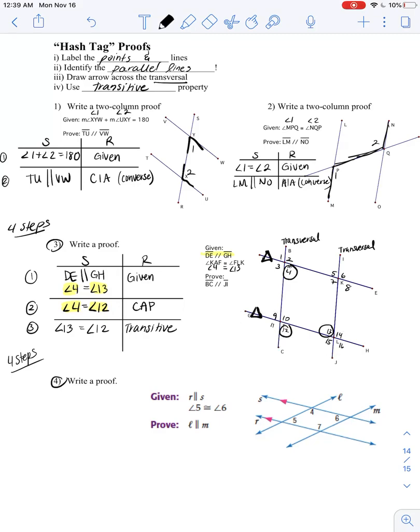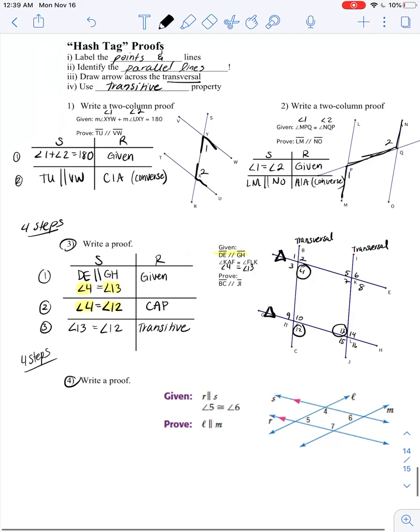So again, we're not basing that off of here. We're not saying, oh, these are equal because we have two parallel lines. No, that would mean that we just use those transversals. That is not how we found that 13 and 12 are congruent. We used these two parallel lines, and then we used the transitive property.